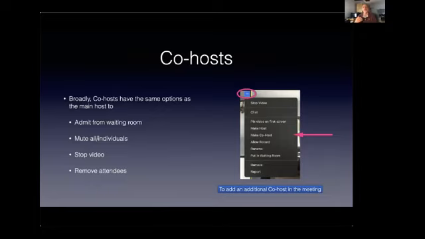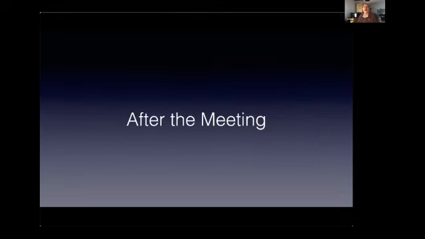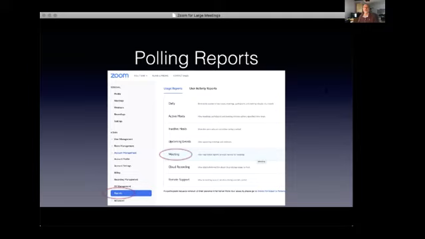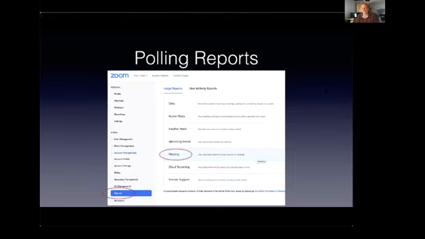They can mute all or individuals. They can stop video, and if someone's being really disruptive, they can kick them out of the meeting. After the meeting, have a cup of tea, and then you need to find your polling reports. Again, if you voted on a motion at the AGM, you'll need these as an audit trail to show that the motion was carried by a massive majority.